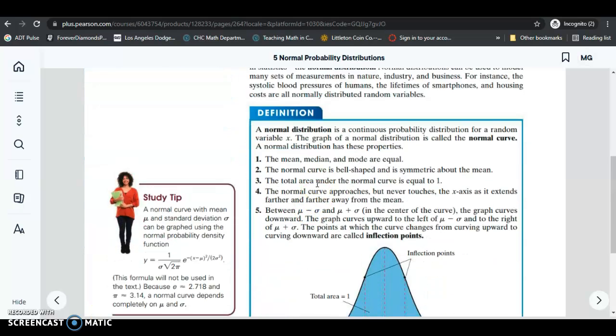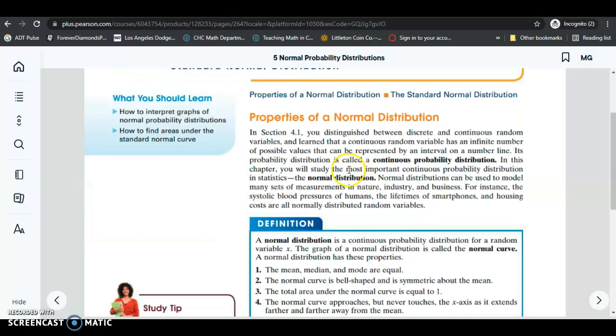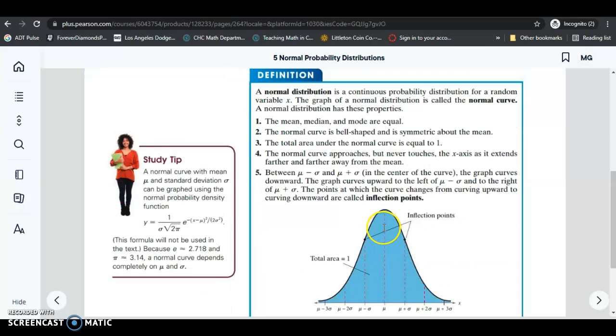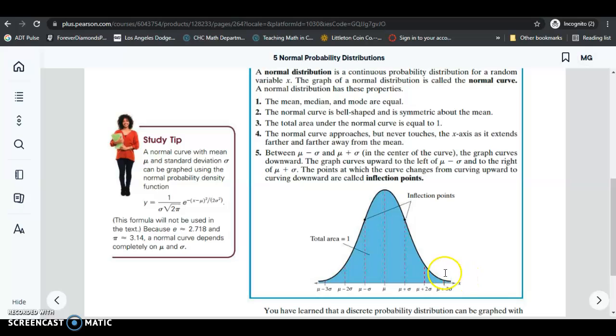On the definition on page 234, I talked about different properties of the normal distribution, and you can read about these on your own. But this is what the graph of a typical normal distribution looks like. It's bell-shaped, and it's symmetric.